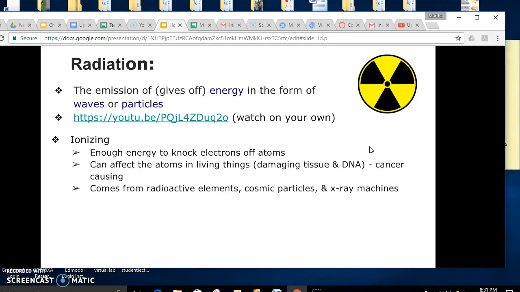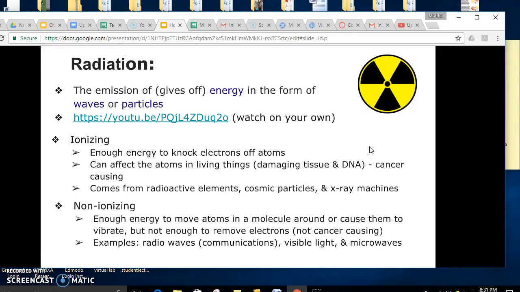So there's ionizing radiation and non-ionizing. Ionizing is the dangerous stuff. That's the bad stuff. That's what we want to stay away from. It has enough energy to knock electrons off of atoms, but it also has enough energy to damage tissue and your DNA. This is the cancer-causing radiation. It comes from radioactive elements, cosmic particles, and X-ray machines.